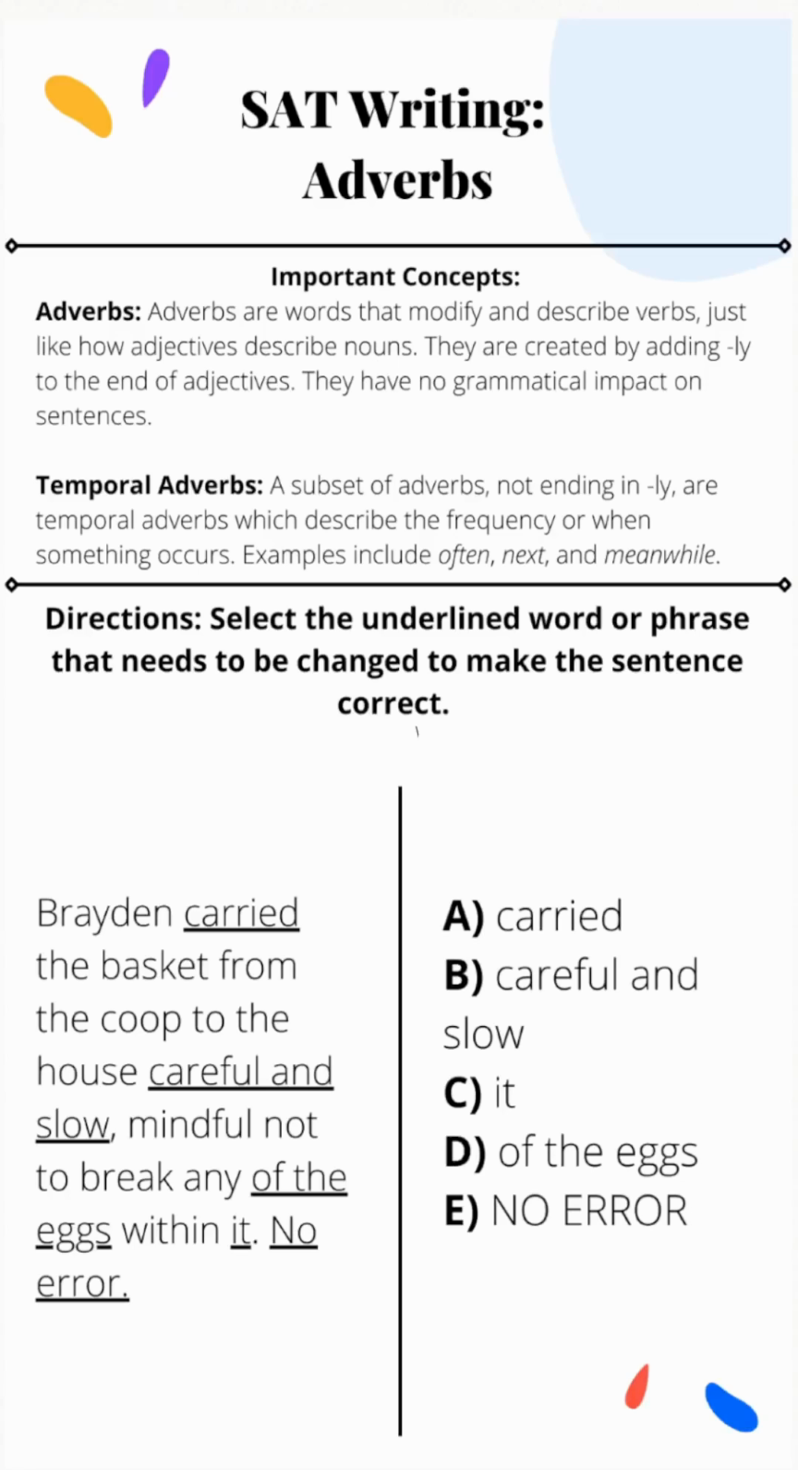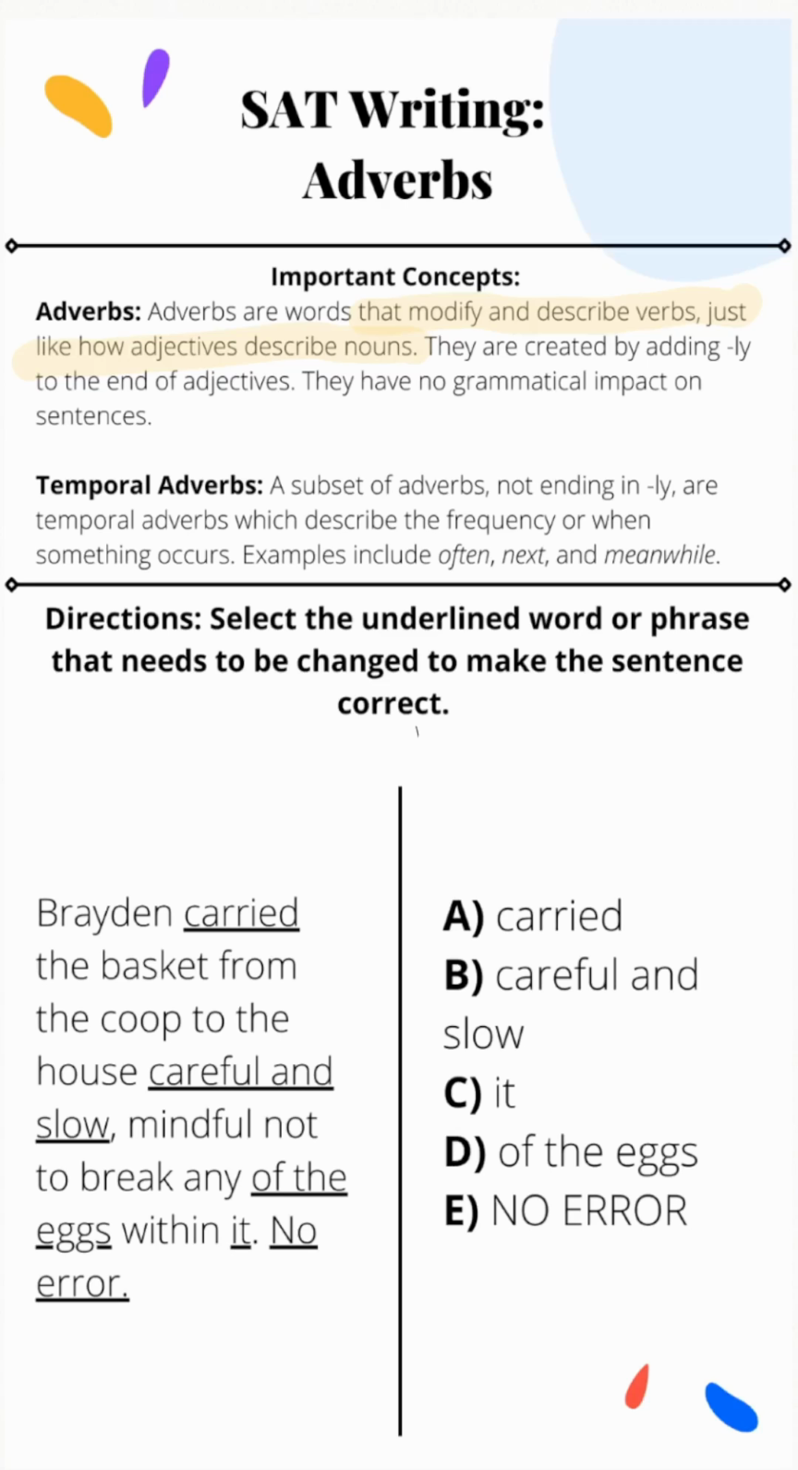In this video, we're going to talk about adverbs within the SAT writing. Even though they're a cornerstone of the English language, it's very important to know what they are and be able to distinguish them. So let's start. Adverbs are words that modify and describe verbs, just like how adjectives describe nouns. That's going to be very important because most SAT questions about the usage of adverbs are about you being able to distinguish adverbs from the use of adjectives.